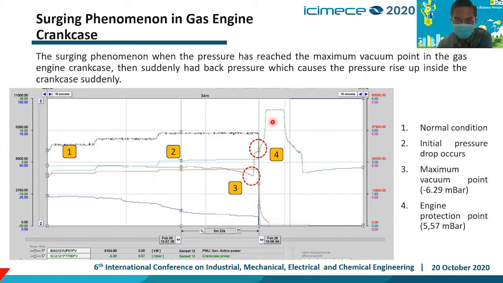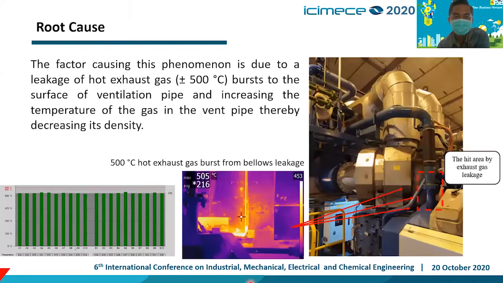And then at number four here, we can see the engine protection point is 5.57 millibar, and that makes the engine trip, but the crankcase pressure is still rising until it is stuck, and then drops until normal condition. But the engine is tripped first. That's the surging phenomenon in a gas engine.